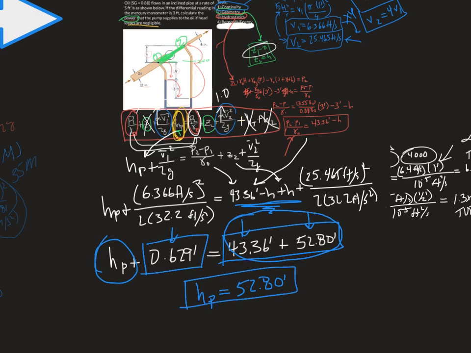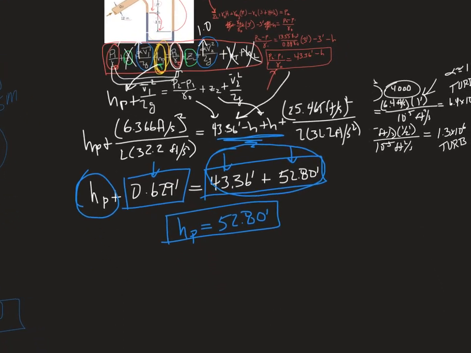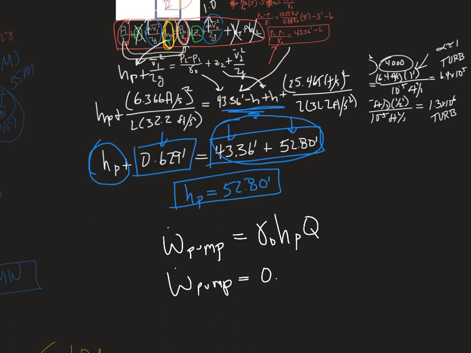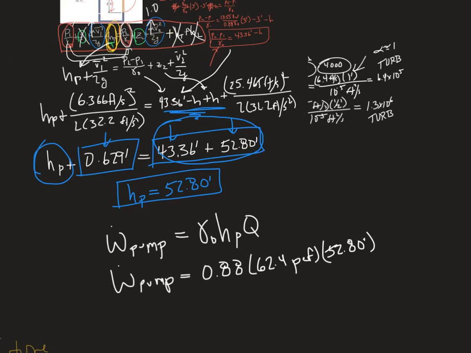You may be more interested to know what that is in horsepower or some kind of unit that we can get to. Well, that's the whole point of this question. What we wanted to know was how much power does the pump supply to the fluid, which is oil. HP gamma Q. The gamma of the fluid is 0.88 times the gamma of water, 62.4 pounds per cubic foot. The head of the pump we solved for is 52.80 feet. And the Q is 5 cubic feet per second.